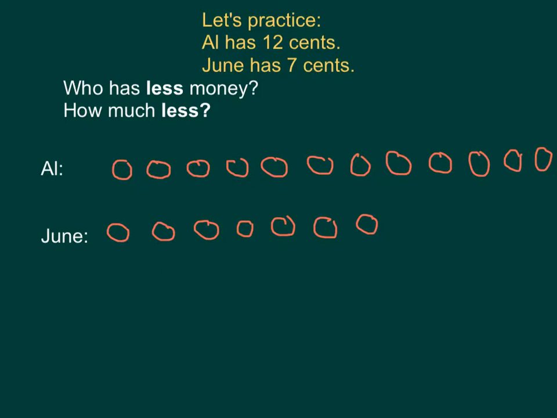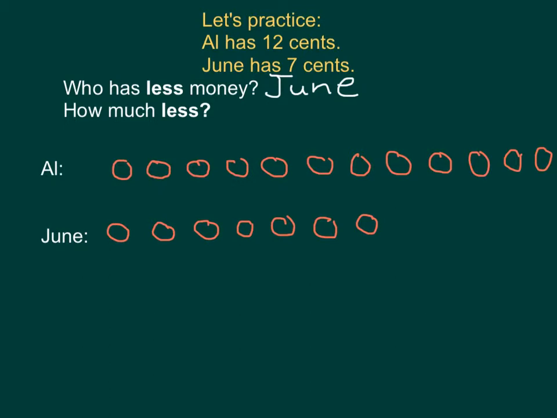So boys and girls, right now I want you to take a look carefully at this diagram and give me a quiet thumbs up when you can tell me which one of our people has less money. Go ahead and do this now. Very good, boys and girls. If we looked carefully at this, our question asked us who had less money. So the answer to that was that June had less money.